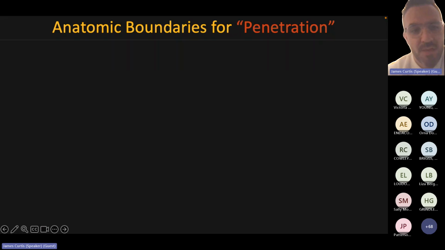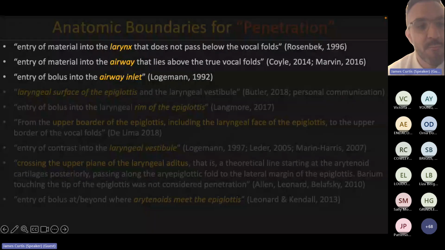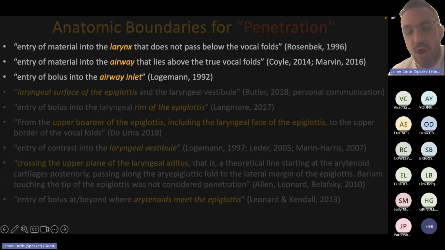So as an example, we can think about the anatomic boundary for penetration, something we are saying all the time when talking about someone's FEES or fluoro. And what I have highlighted here are various definitions for the term penetration across various researchers and clinicians. So in yellow is the difference in terms of the anatomic boundary associated with penetration. So in these top few, we say larynx or airway inlet. While this is somewhat specific, I think talking about these anatomic boundaries on FEES is actually a little bit vague.